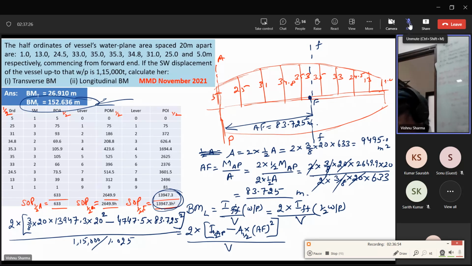So please remember, if your moment of inertia is not about the axis passing through the geometric center, and you want to bring it from somewhere else to the one passing through the geometric center, you'll have to subtract. Why? Because it will be lesser about that particular axis.